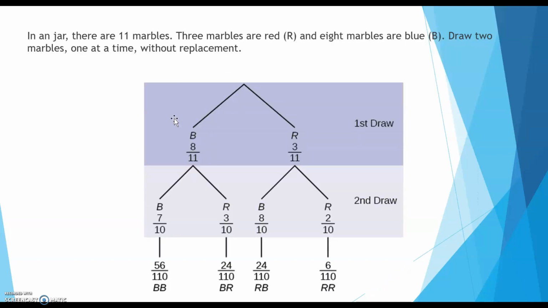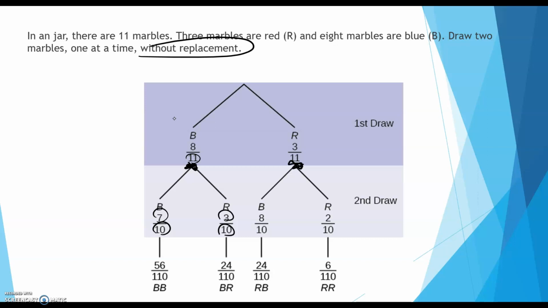Okay, now we go throughout this and do this without replacement. Notice how with the first draw, it's 8 over 11 if it's blue and 3 over 11 if it's red. But on the second draw, say I got the blue first, well now I don't have 8 blues anymore, I have 7 blues. I don't have 11 marbles, I have 10. We still have the same number of reds because we took out a blue, but because we took out a blue, we only have 10 marbles.